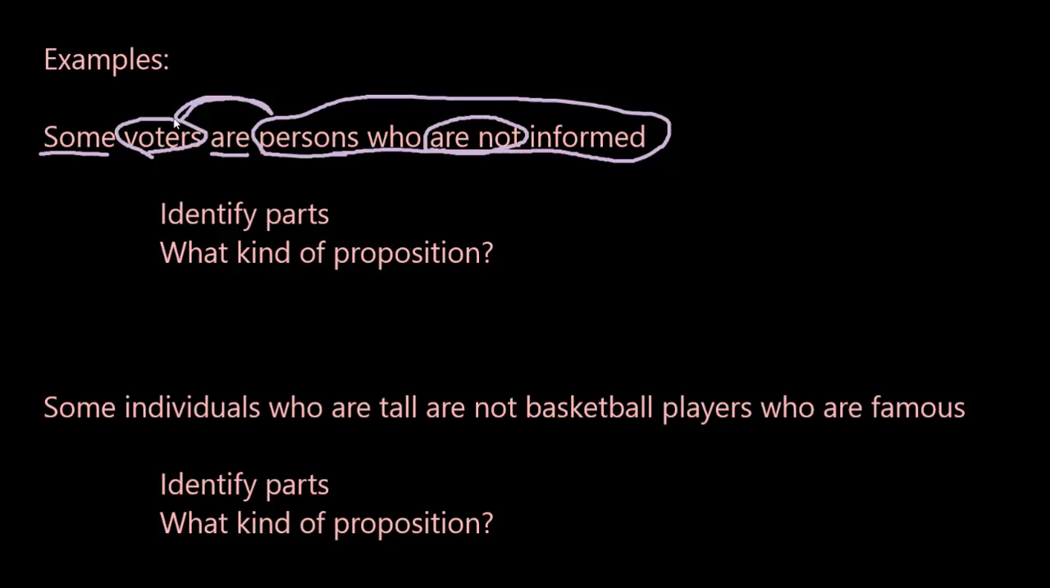So now we can ask ourselves, well, what kind of proposition is this? Well, we had A, E, I, and O. This takes the form of some A are B, which tells us it's an I proposition.